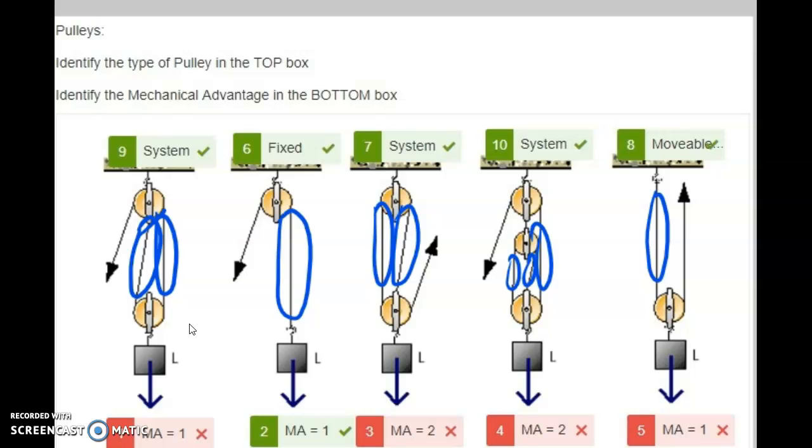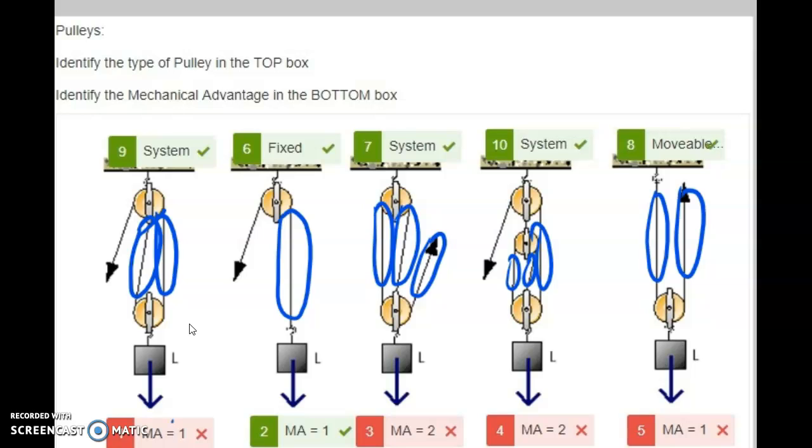And then, if the extra rope that's sitting inside here is pulling up, it also counts. If it's pulling down, it's not helping distribute the force, so it doesn't count for mechanical advantage.